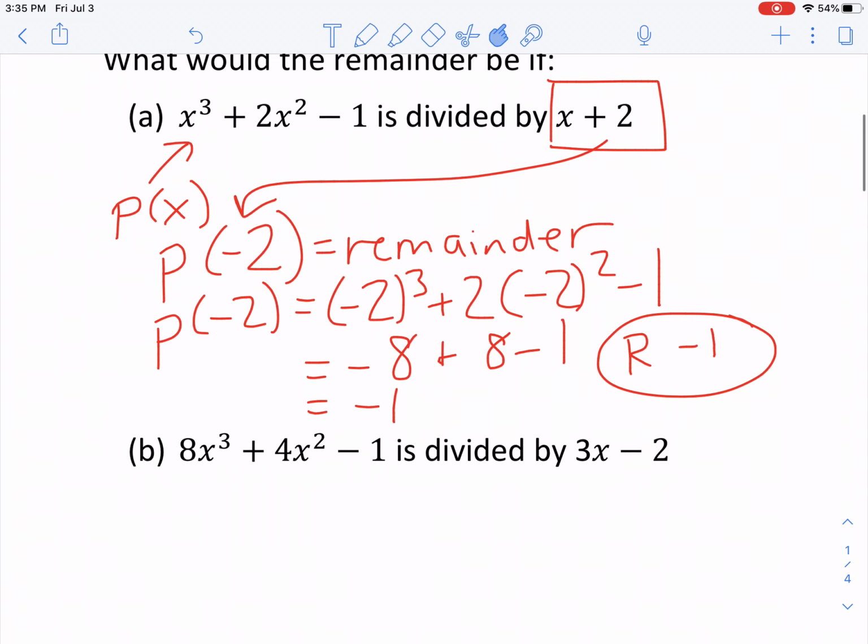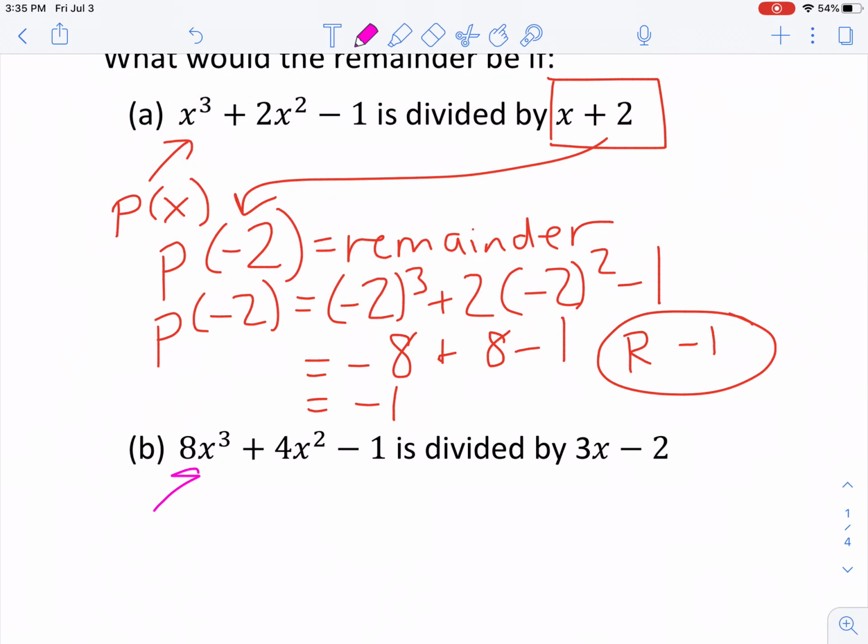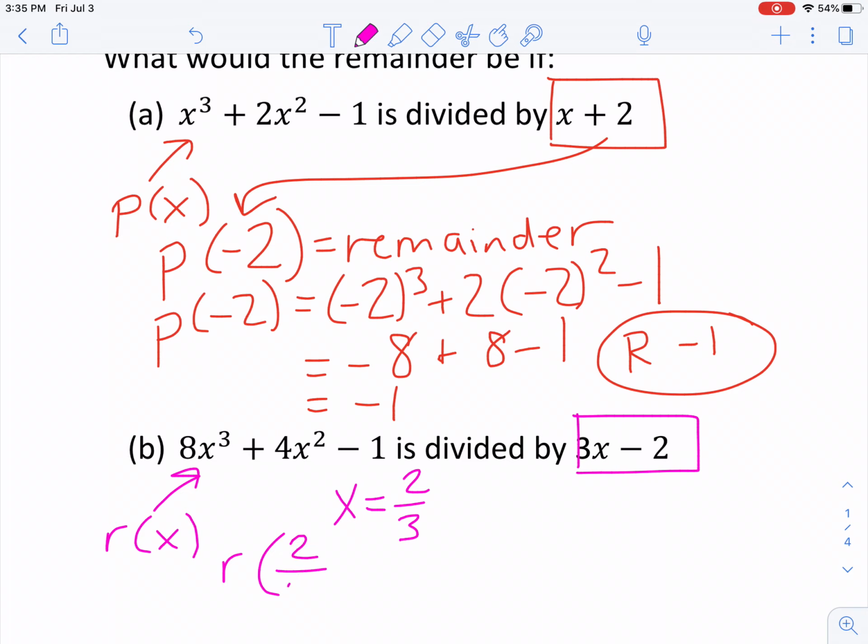This one's a little bit more complicated. So let's say this polynomial is called r of x. And r of x equals 8x cubed plus 4x squared minus 1. And we want to divide it by 3x minus 2. What that means is we're going to be plugging in x equals 2 over 3 in order to find the value of r at 2 over 3, or the remainder.